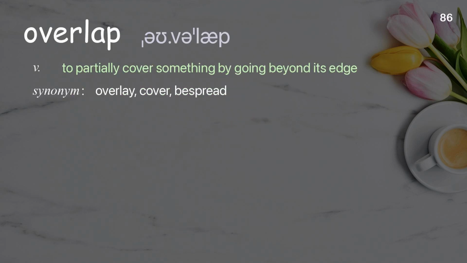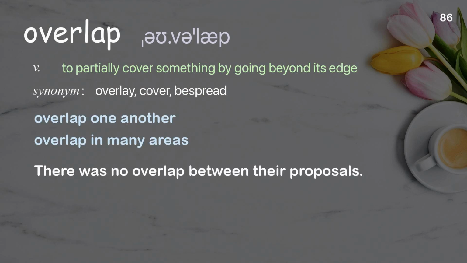Overlap. To partially cover something by going beyond its edge. Examples: Overlap one another. Overlap in many areas. There was no overlap between their proposals.